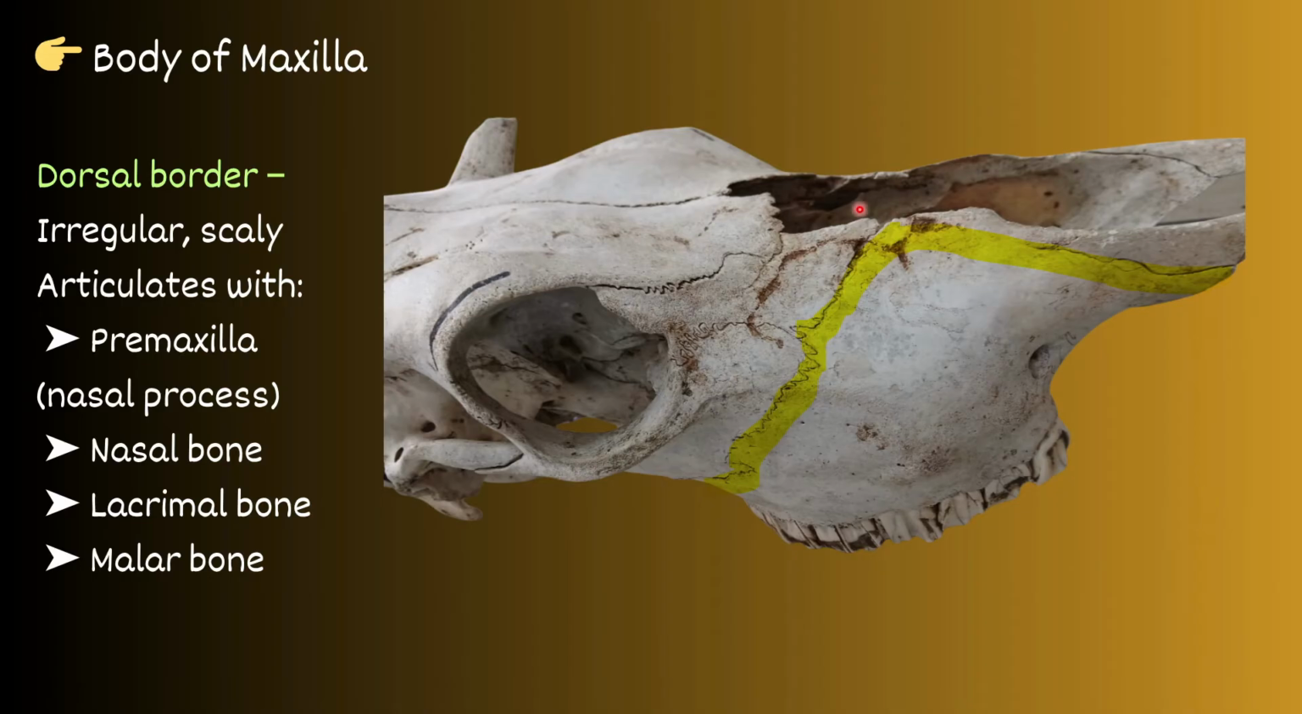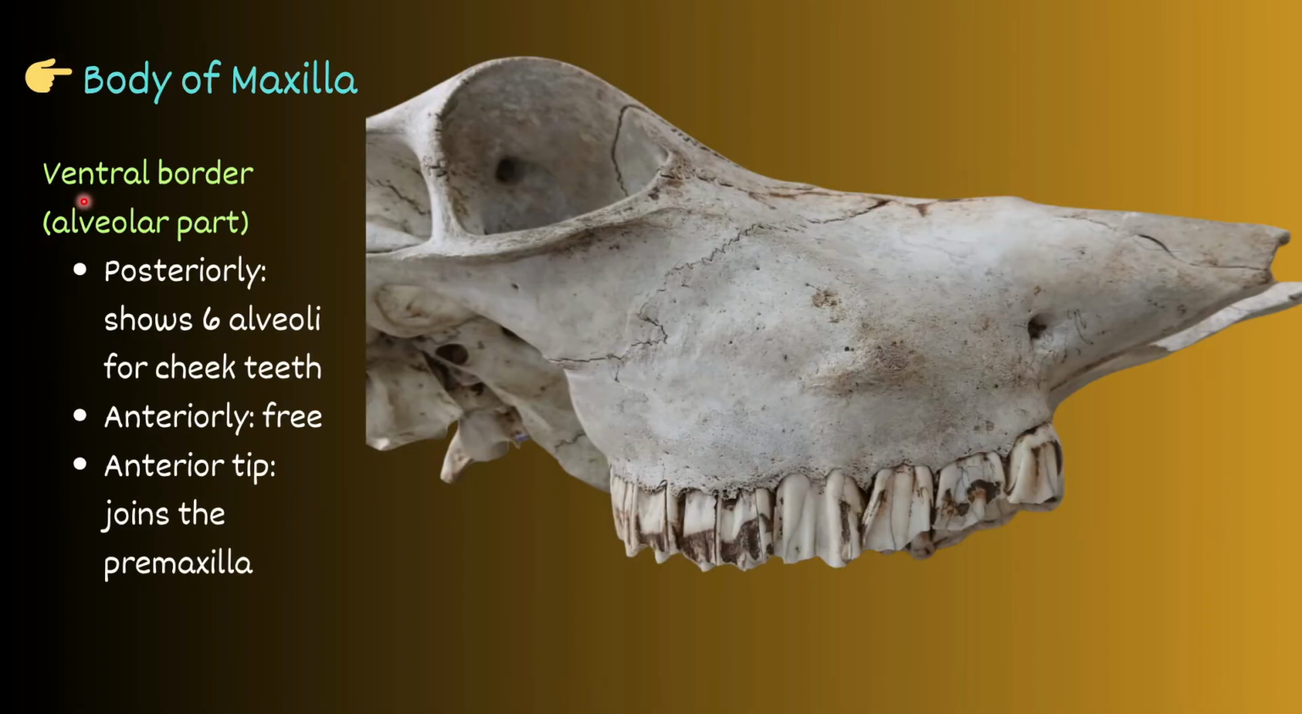A lacrimal bone you can find. This is the lacrimal bone, and this is the malar bone. So the dorsal border articulates with various bones. Then the ventral border: this is the ventral border of the body of the maxilla.